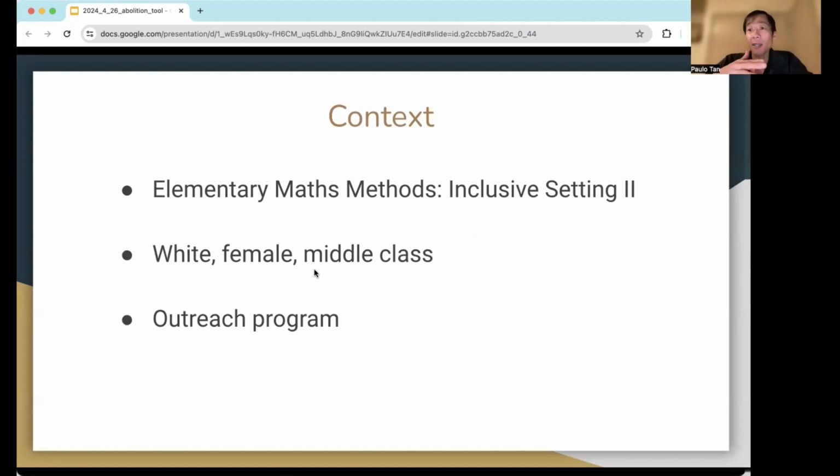However, I've done this, as I mentioned, in other institutions, both at the elementary and secondary level, with very similar ways of thinking about an abolitionist approach to unit planning. In this most recent context, most of the pre-service or prospective teachers are white, female, middle class. And in this particular program, this is an online course.